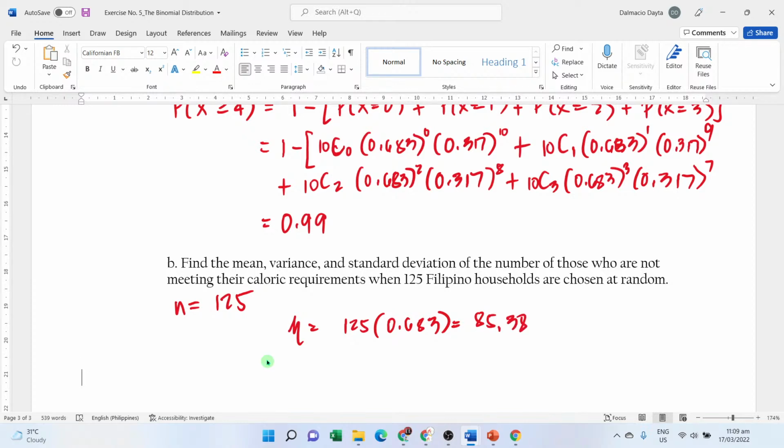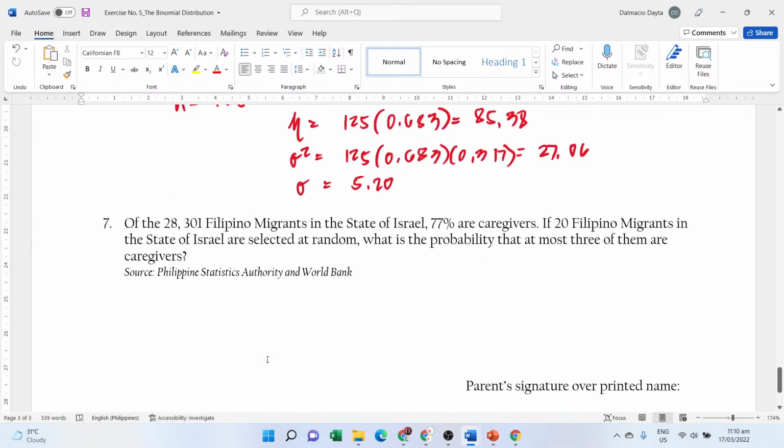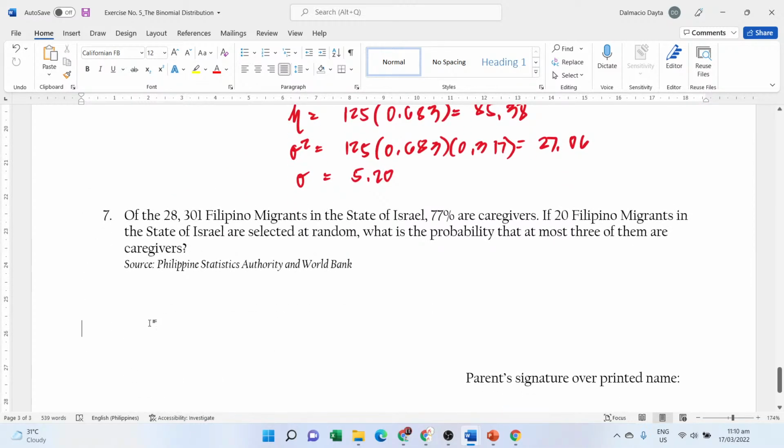Use the calculator to verify. Variance, the result, just multiply it by 0.317, that is 27.06. Calculator, it is 27 point. Of course, the standard deviation is the square root of 27.06, 5.1. Okay, last number.